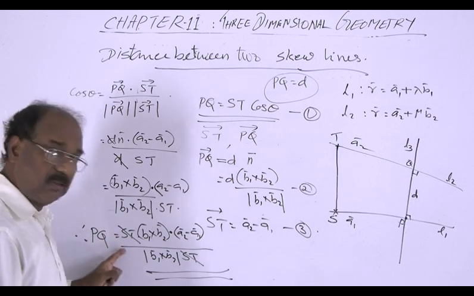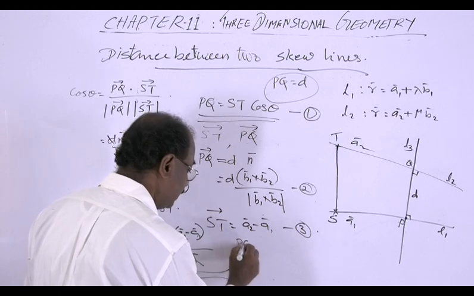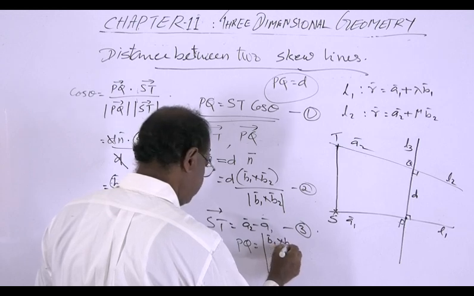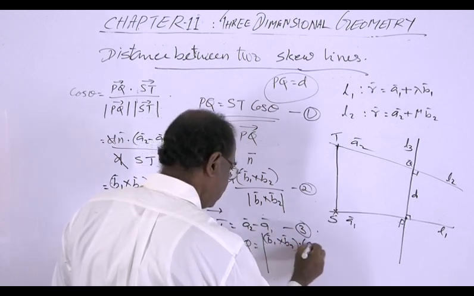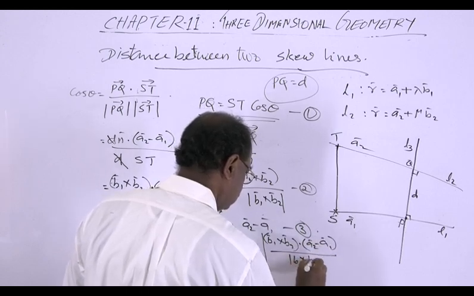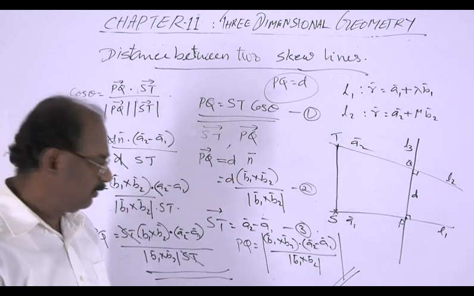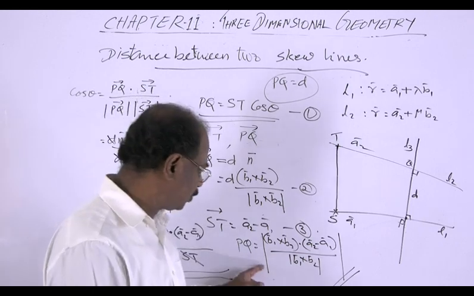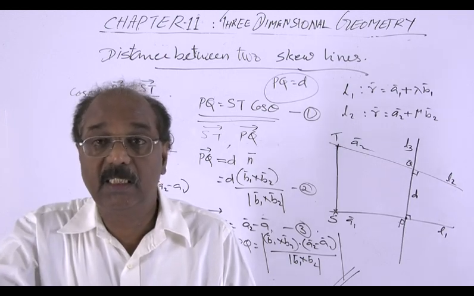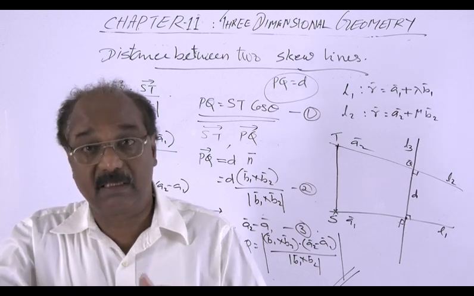Therefore, more precisely, PQ is equal to modulus of B1 cross B2 dot A2 minus A1 divided by modulus of B1 cross B2. If we always choose the positive value, then we can exclude the modulus. So this is the distance between the skew lines. Okay, so remember the method of deriving this result.